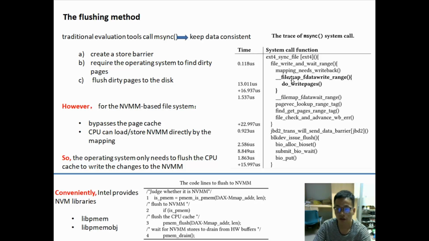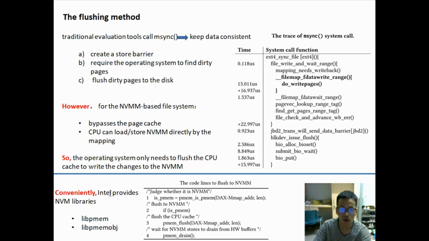The function filemap_write_and_wait_range is mainly to write back dirty pages in range. To write pages, it will find the dirty pages in the high-speed page cache and then write them to the persistent memory. It takes a lot of time. However, those operations are meaningless for the DAX-mmap because it bypasses the high-speed page cache. So, the operating system only needs to flush the CPU cache to write the changes to the NVM.